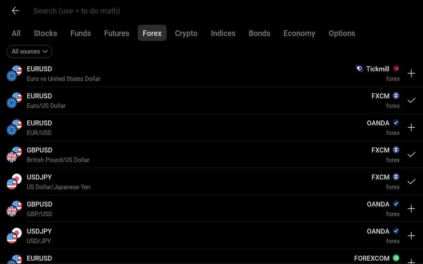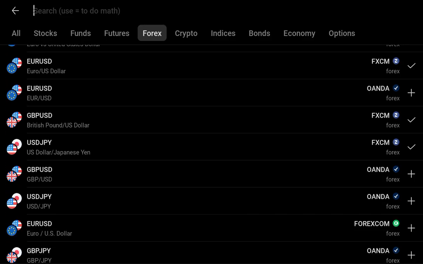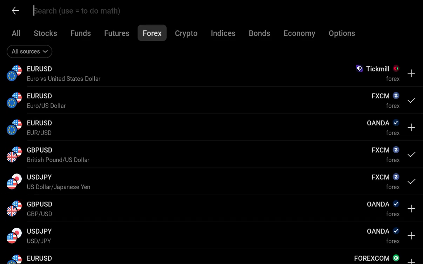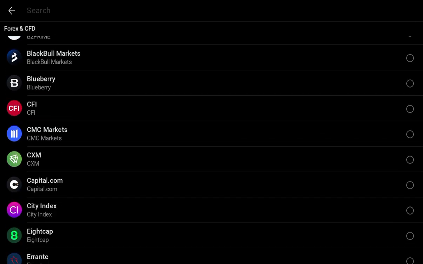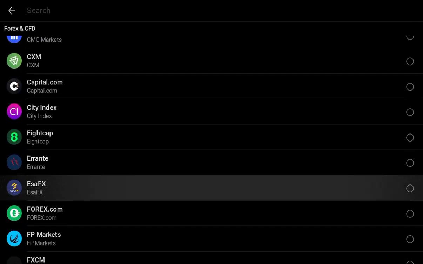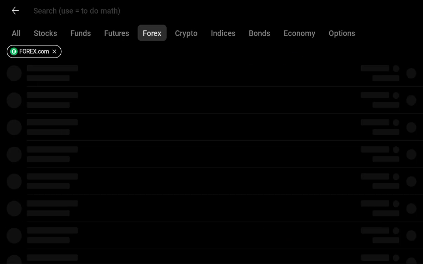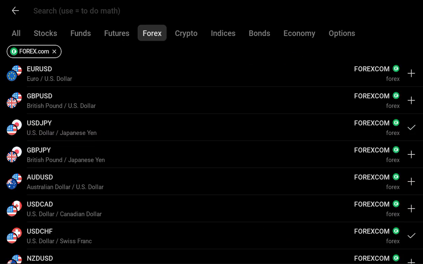See this TickMill, this one up here, TickMill, FXCM, OANDA, FXCM, Forex.com. All these are brokers. So I can click on all resources and click on one of those brokers. But I prefer using Forex.com. You can see Forex.com brings out every pair. Now let's talk about this Forex pair.